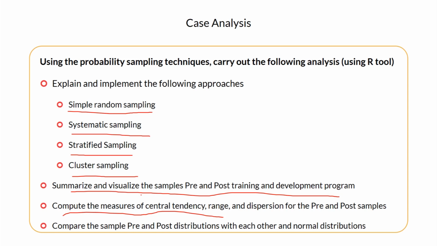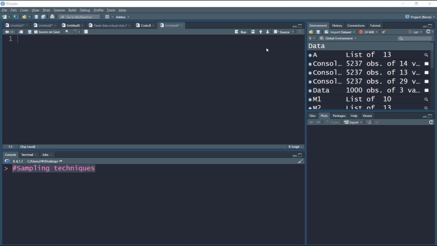Next, we'll visualize the density distribution of pre and post samples and compare them with each other. We'll also compare the pre and post sample density distributions with normal distributions, having mean and standard deviation that are the same as the pre and post sample distributions. Now that we have discussed the summary and visualization of the data, we'll move to the sampling aspect. We'll discuss a number of sampling techniques.